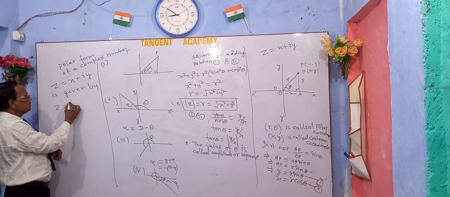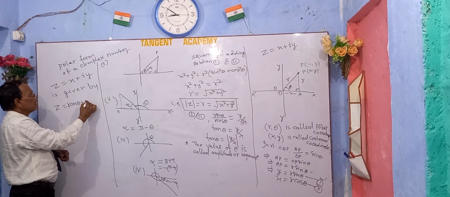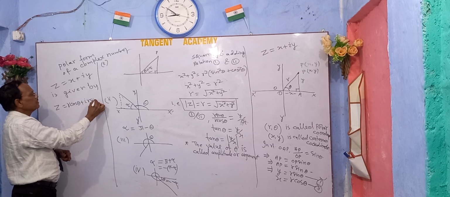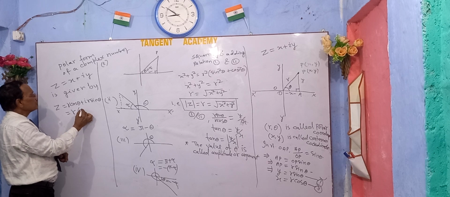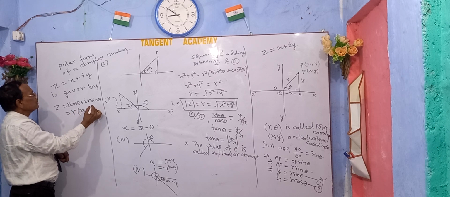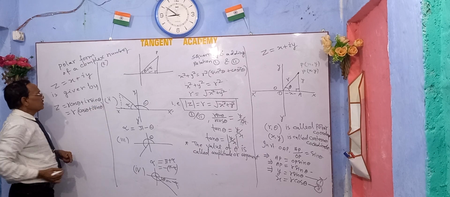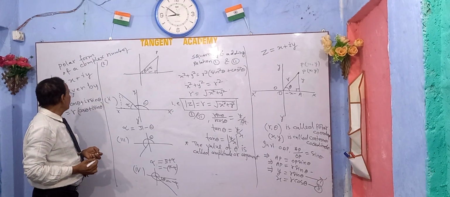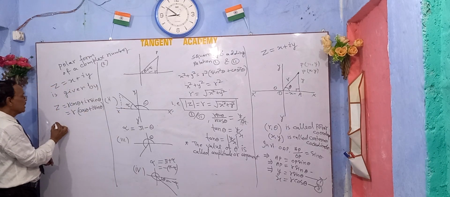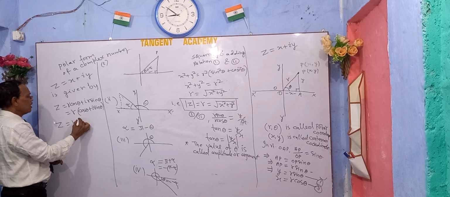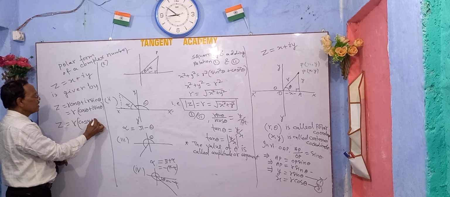R cos theta plus i r sin theta. R may be taken as common. R times cos theta plus i sin theta. When we speak of argument, then theta is written as alpha. So z is equal to r cos alpha plus i sin alpha.